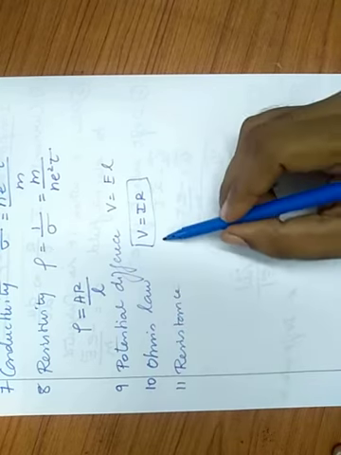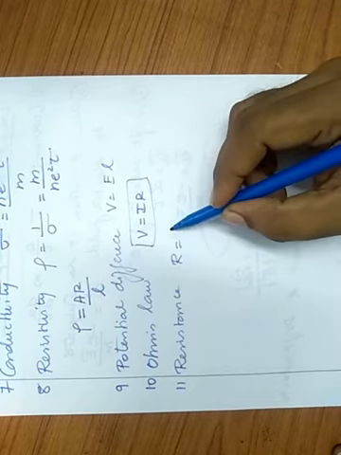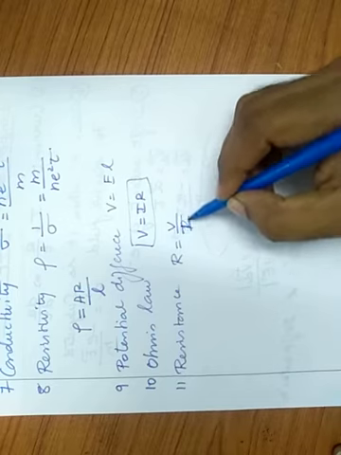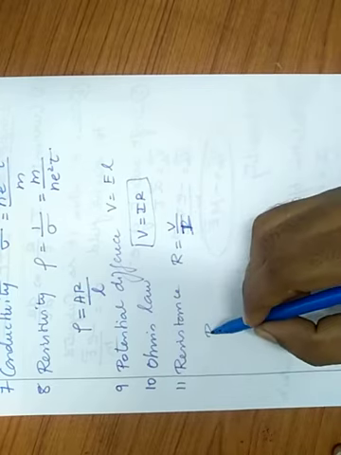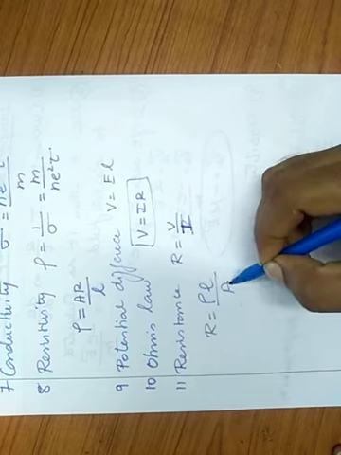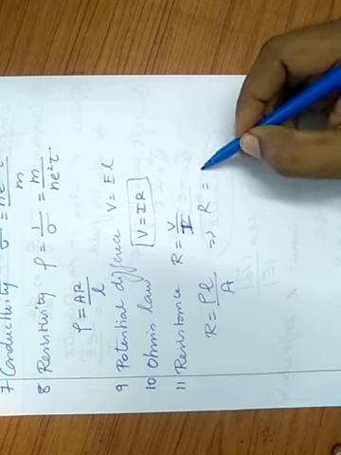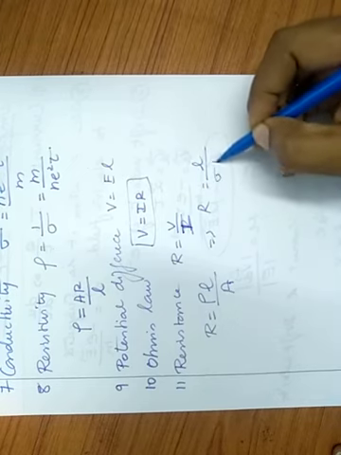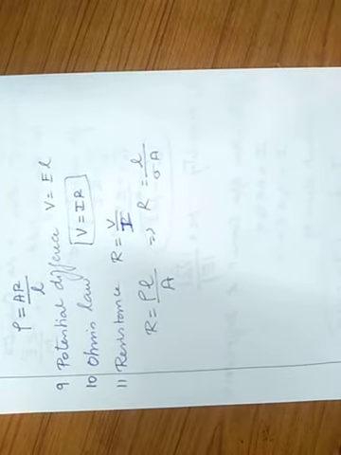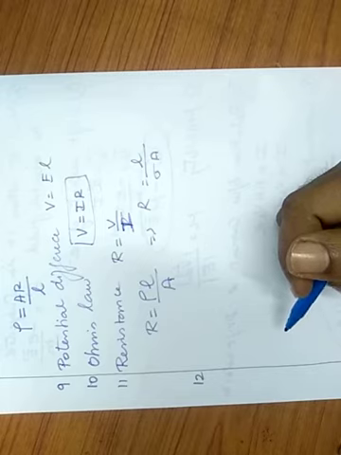Resistance, we can write through this formula also. Resistance R is equal to V by I, or resistance R is equal to rho L by A, or R is equal to L by sigma A.